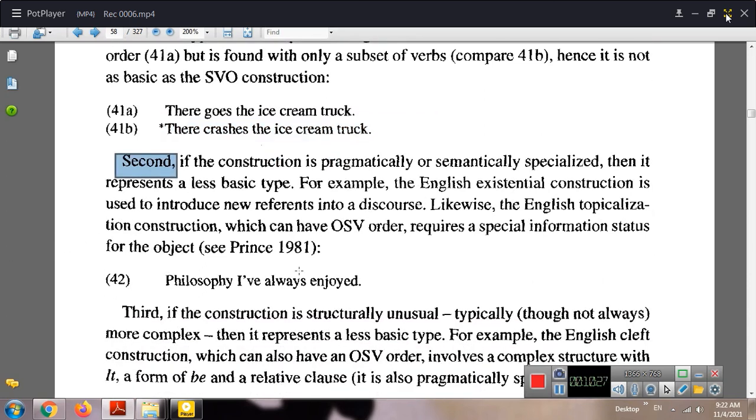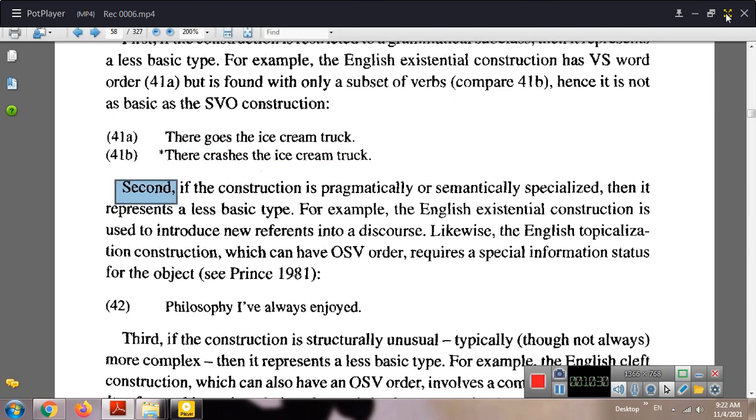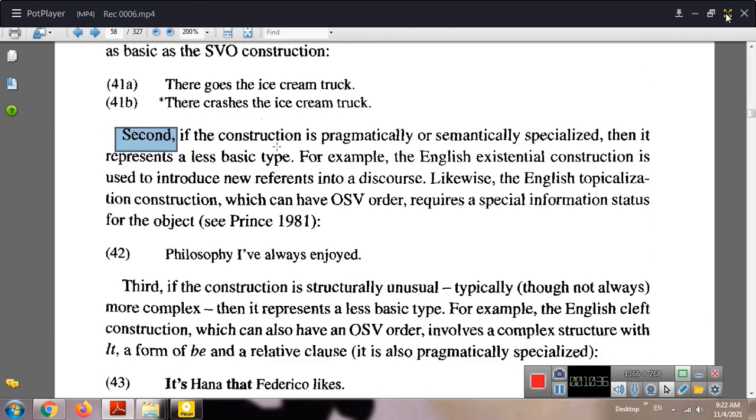Second, again we have another situation which is against the SVO structure. If the construction is pragmatically or semantically specialized. You should know these criteria, dear student, and you should summarize them without example. If the construction is pragmatically or semantically specialized, then it represents a less basic type. For example, the English existential construction is used to introduce a new referent into a discourse.